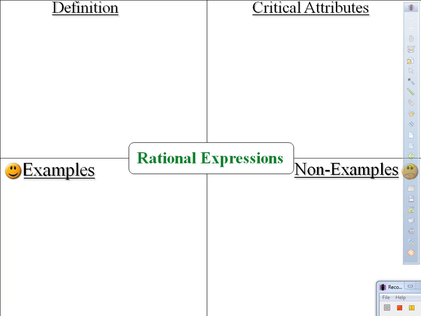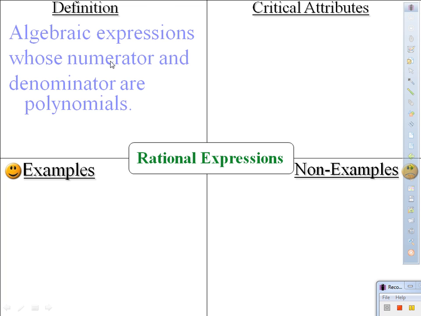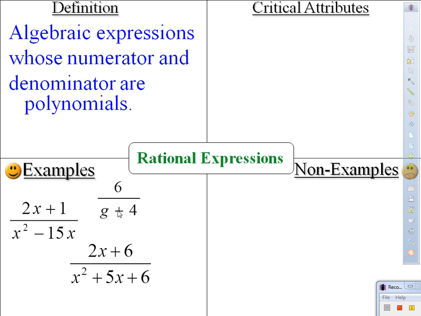So what are rational expressions? Rational expressions are algebraic expressions whose numerator and denominator are polynomials. Examples: 6 over g plus 4, 2x plus 1 over x squared minus 15x, 2x plus 6 over x squared plus 5x plus 6. Copy those.